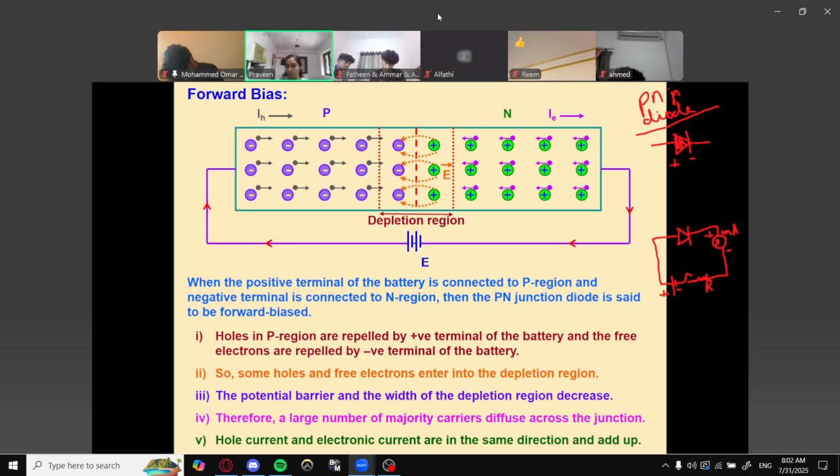There are still more points to be added. So once you complete the five points, please tell me. Okay, Reem completed. Reem, did you draw the second diagram also? The circuit diagram? Yes, ma'am. Okay, thank you. Others, please complete.